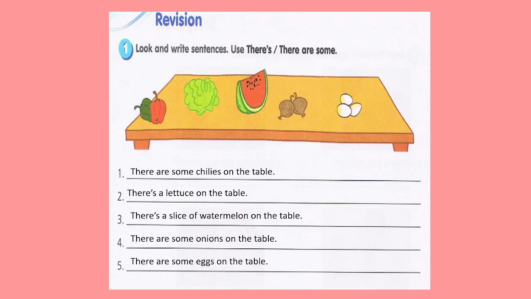So on the table there are one, two, three eggs. More than one means plural. So plural means more than one, and because it is plural we use "there are some". So easily the answer is "there are some eggs on the table."